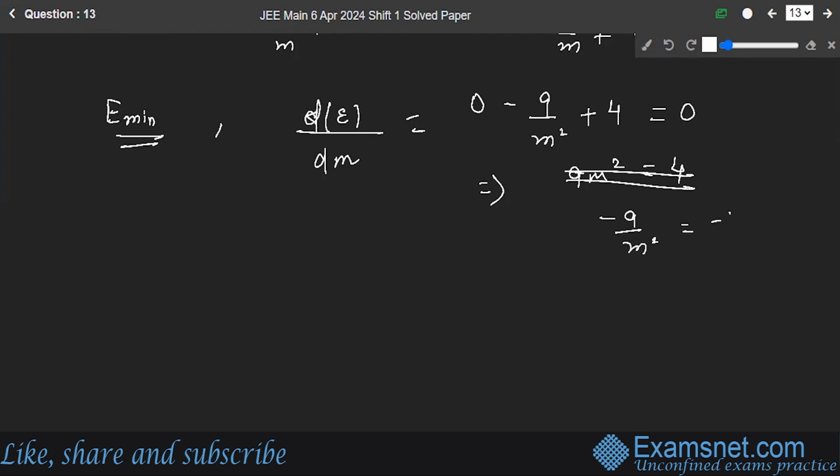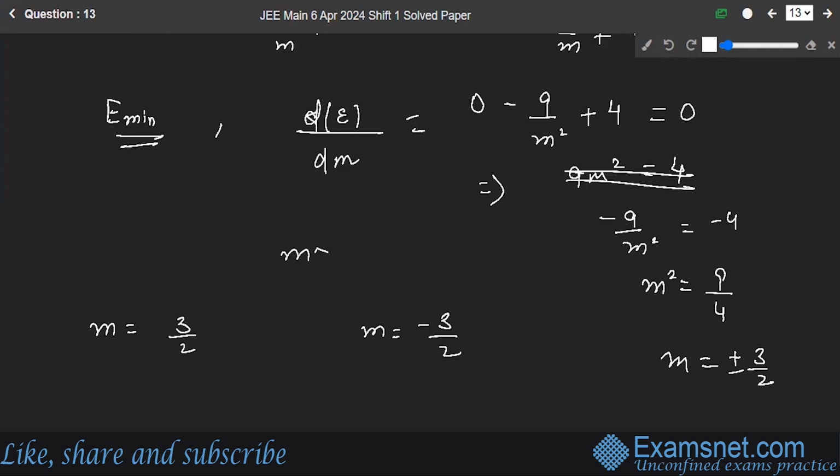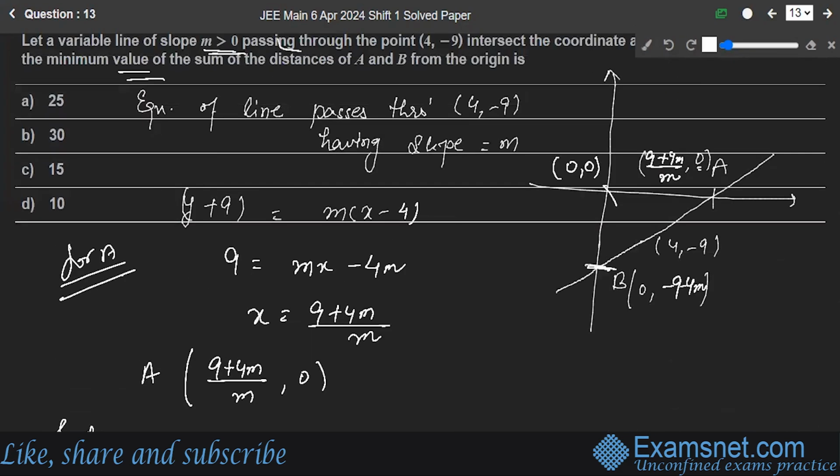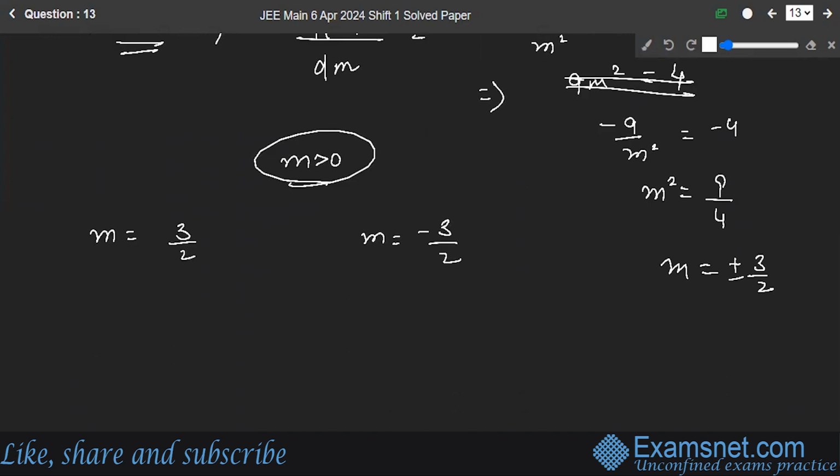So 9 upon m square is equal to 4, or m square is equal to 9 upon 4, or m will be equal to plus minus 3 by 2. So two values of m are there, positive and negative. In the question, you are told that m is positive. You are given that the slope is positive, so that means the negative value is not possible. You got the slope as 3 by 2.